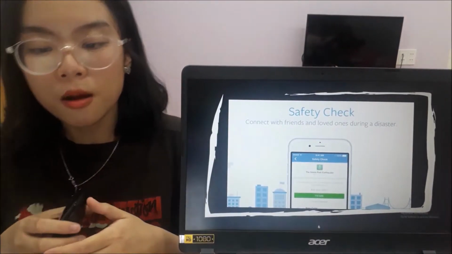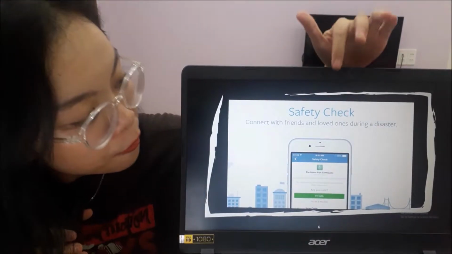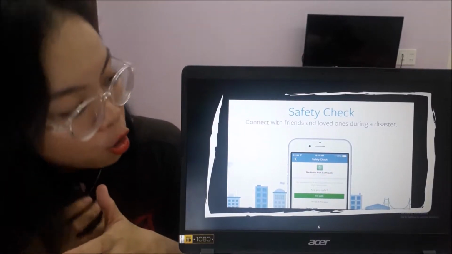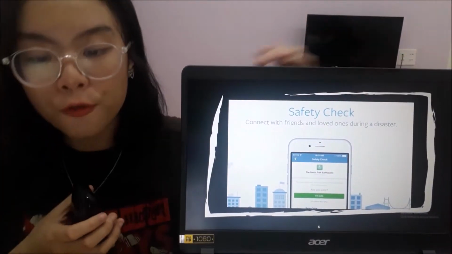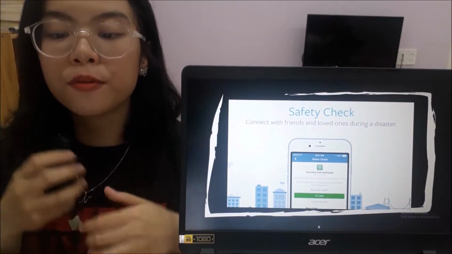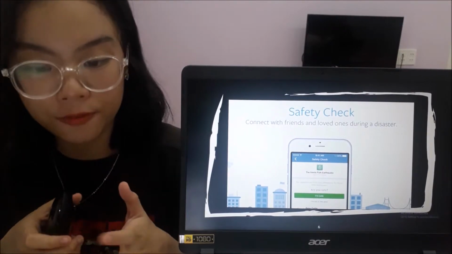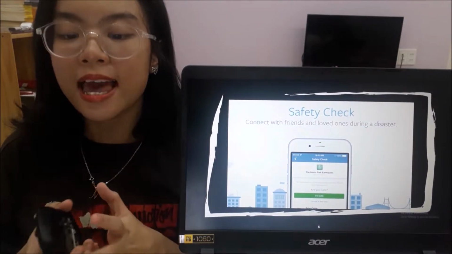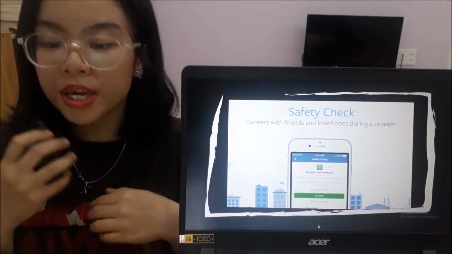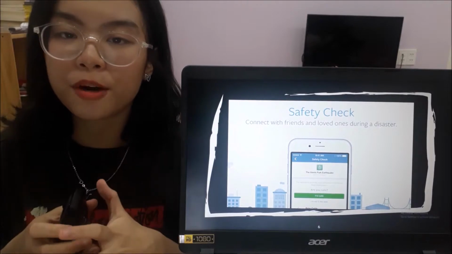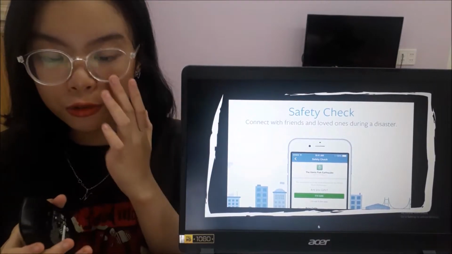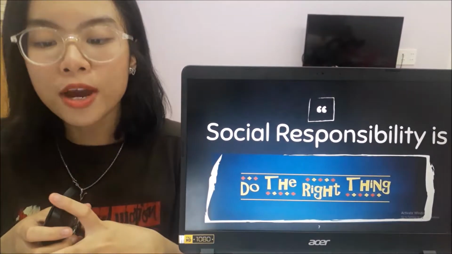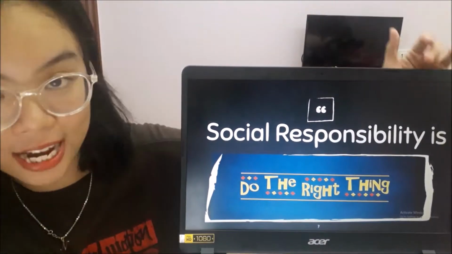For instance, the social networking site Facebook set up a Japan earthquake page called Safety Check for users to find information about disaster relief. So, social responsibility is a business's intention, beyond its legal and economic obligations, to do the right thing and act in ways that are good for society.